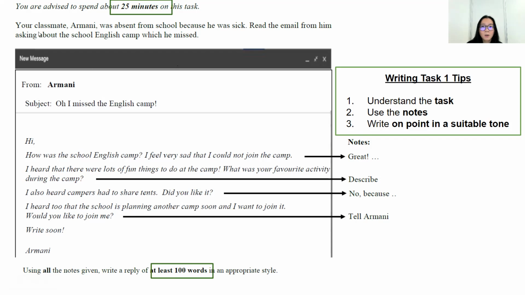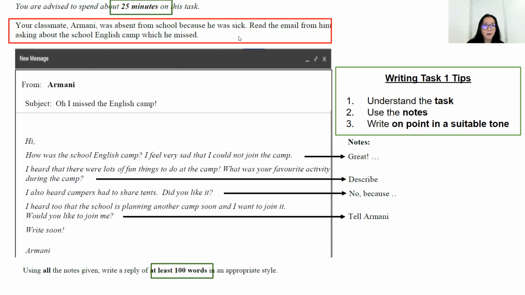All right, so what is the question? The context that you are writing is based on this. Your classmate Armani was absent from school because he was sick. Read the email from him asking about the school English camp which he missed. So this is the email from your friend Armani, of which you will write a reply.